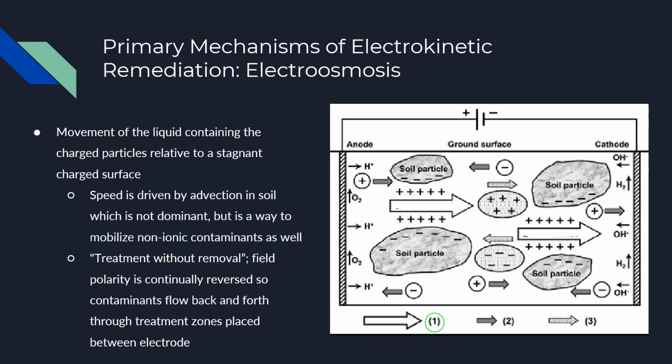Electroosmosis is useful in the end result of treatment without removal, where the electrode polarity is reversed periodically so that contaminants can flow back and forth through designated treatment zones between the cathode and the anode. While this doesn't get rid of the contaminant, it can be used to target certain non-ionic organic pollutants on the site itself.